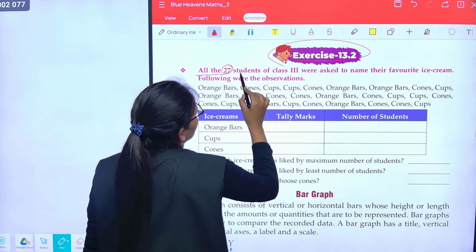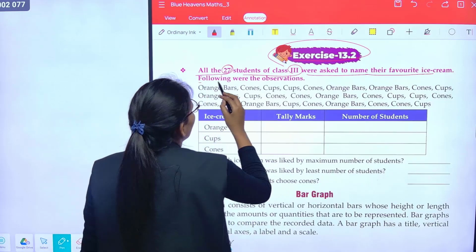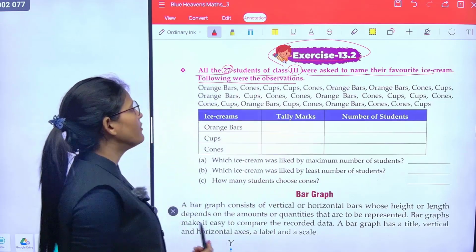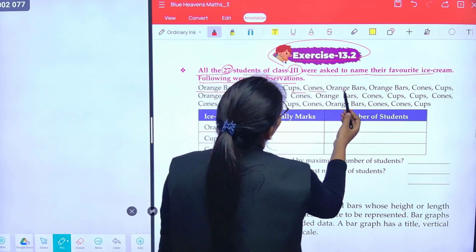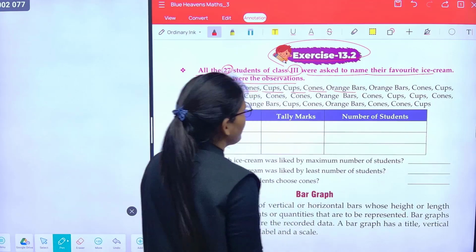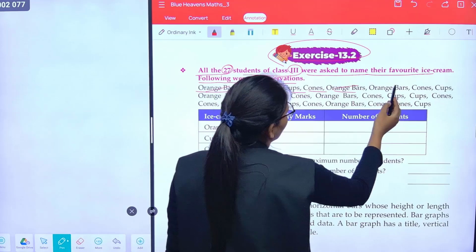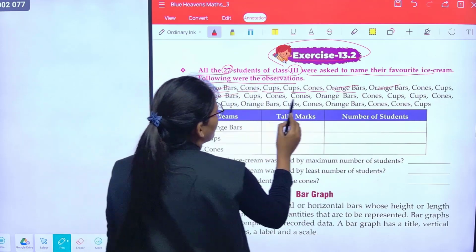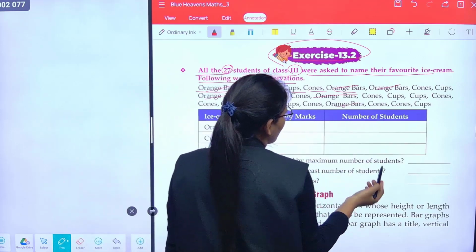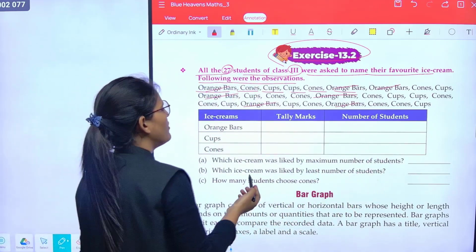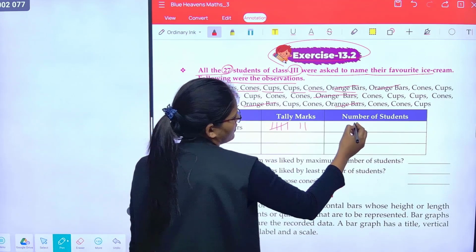All the 27 students of class 3rd were asked to name their favorite ice cream. Following were the observations: orange bars, cones, cups, cones, orange bars, orange, like this. Okay, orange bars: 1, 2, 3, 4, 5, 6, 7. So, how many students like orange bars? 7.